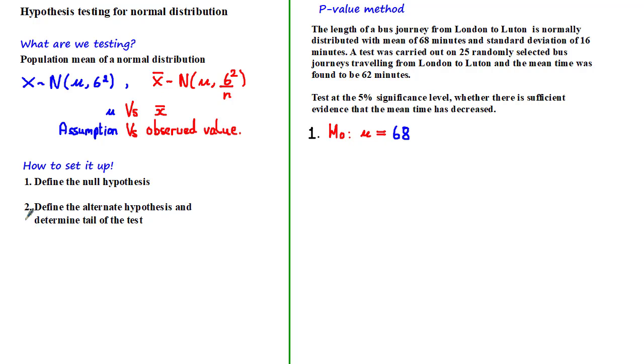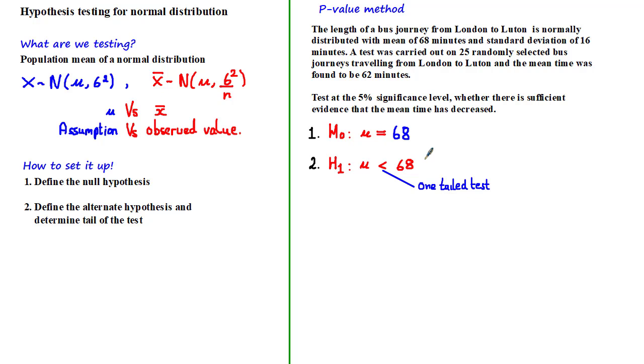Next, we need to define the alternate hypothesis and determine the tail of the test. For this stage, the key thing to focus on is what you've been asked to test in the question. Here we've been asked to see if the mean time has decreased. So this keyword tells us that the alternate hypothesis, which we call H1, is that the mean mu is less than 68. And so therefore this is a one-tailed test.